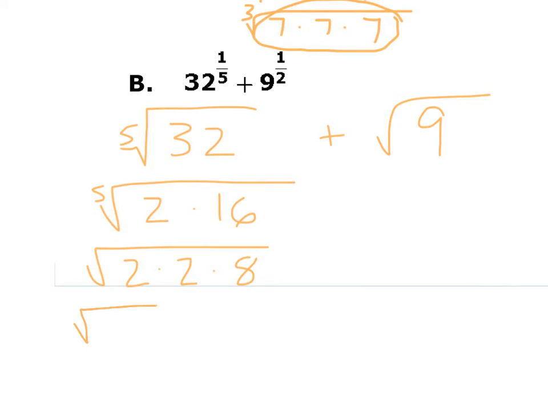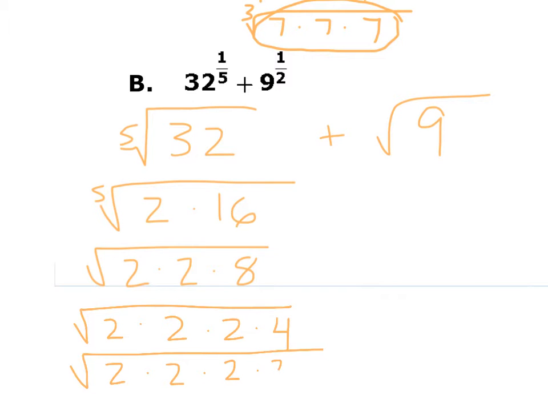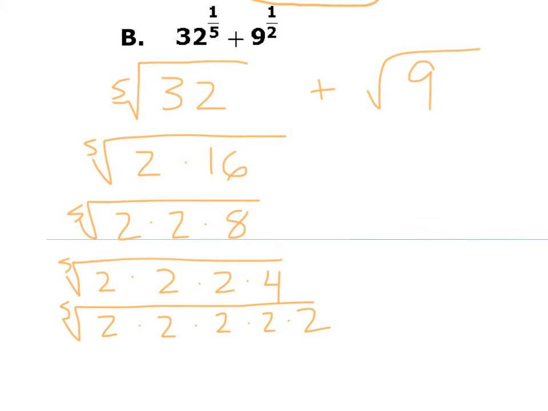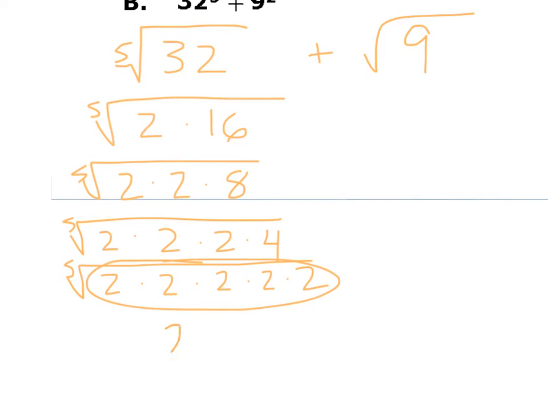And then 4 and 2, and then 2 and 2. So we have 4 and 2, and then 4 breaks down into 2 and 2. So remember, now that we have the fifth root, how many are we circling? 5. So we need to circle 5 of the same thing. How many 2's do we have? 5. So if we circle all 5 2's, what's our answer going to be for this part? 2.